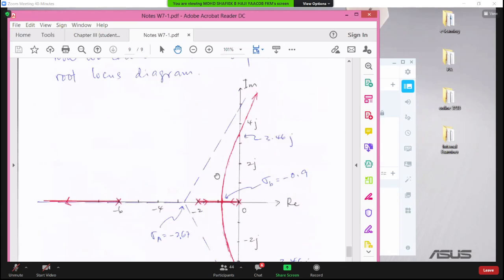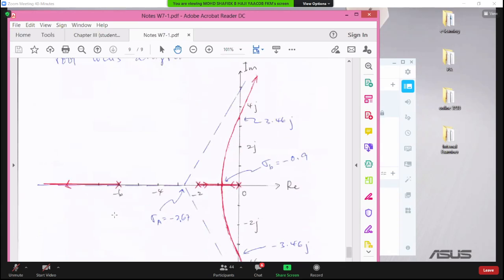There's no way around that. You need to embrace all the 9 steps of drawing the root locus diagram.